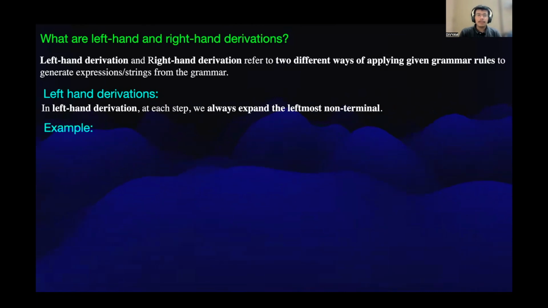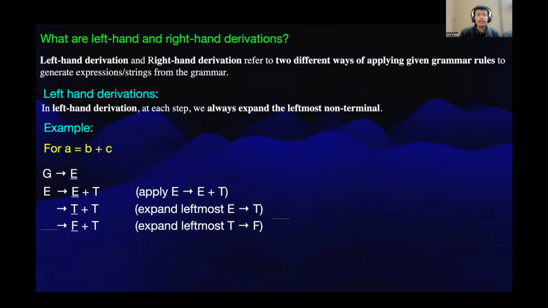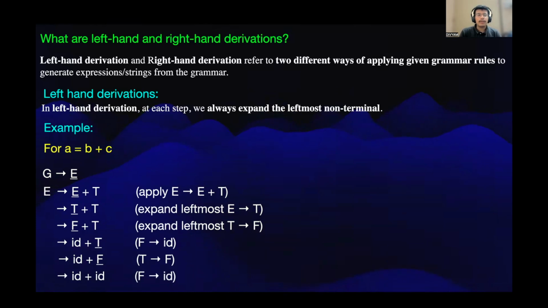Let us see an example, for a equals b plus c. Here, goal gets converted into E, which is expression. Then E gets converted into E plus T. Then E gets replaced by T because it is the leftmost non-terminal. Then T gets converted into F. F gets converted into a constant, which is represented as id. Now the leftmost non-terminal is T. T gets converted into F, and then finally F gets converted into a constant, again written as id.